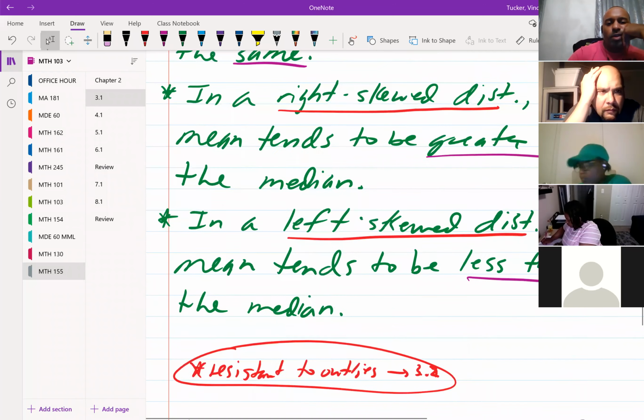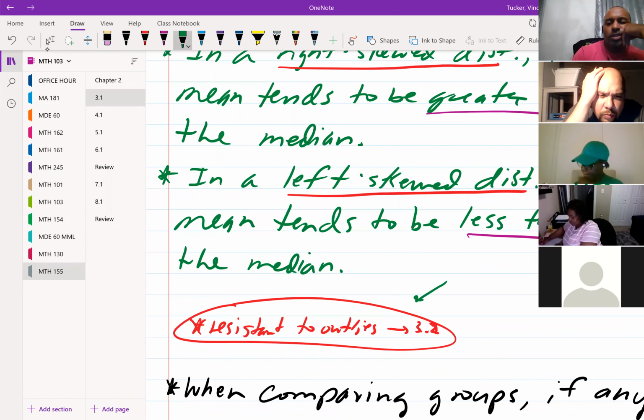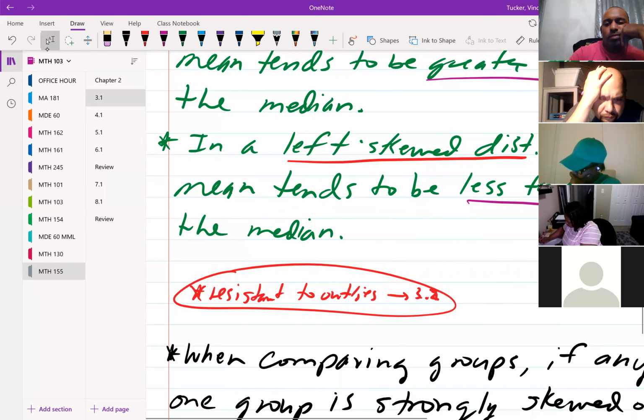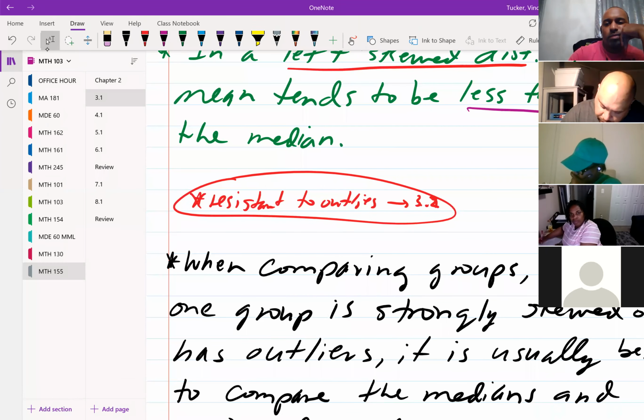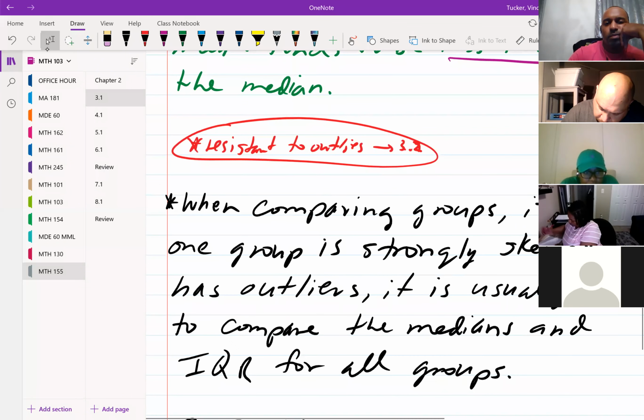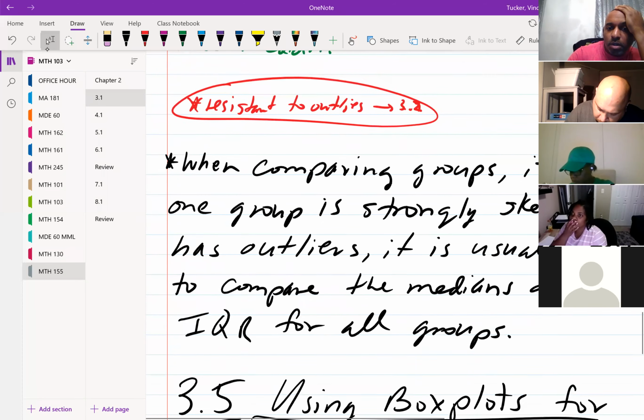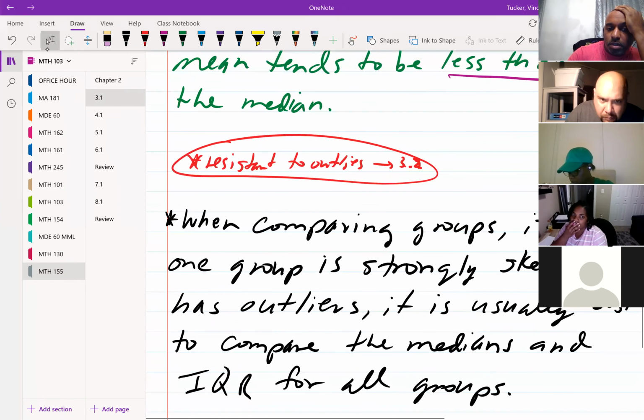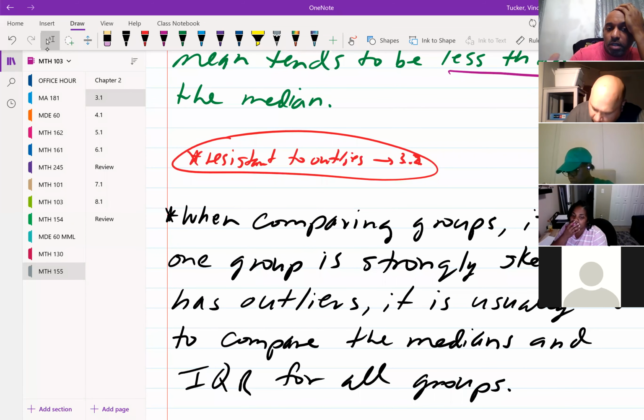All right, next thing we already talked about, being resistant to outliers. We already talked about that. So when comparing groups, if any one group is strongly skewed or has outliers, it is usually best to compare the medians and IQR for all groups. Like I said, in the next section we'll talk more about how you calculate IQR.